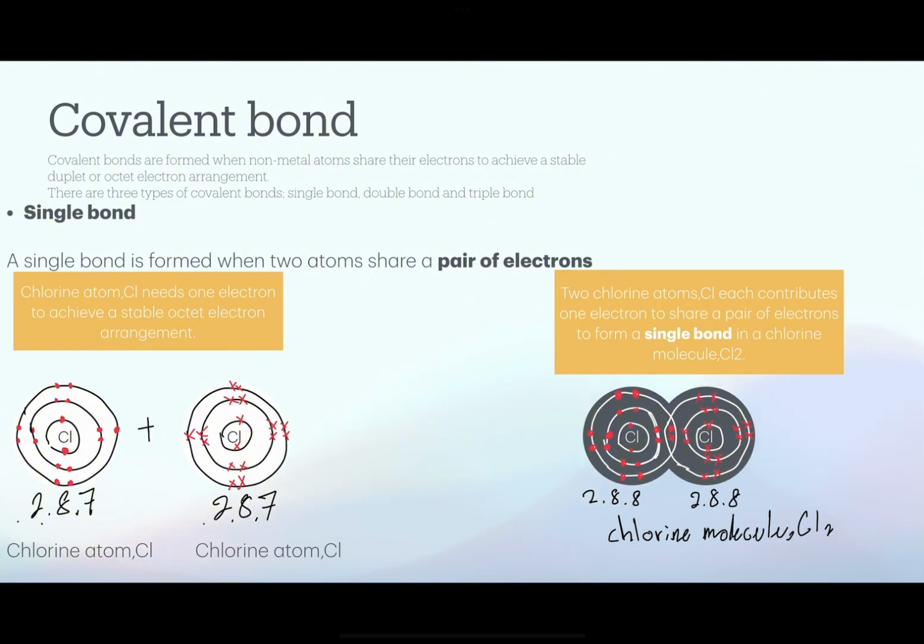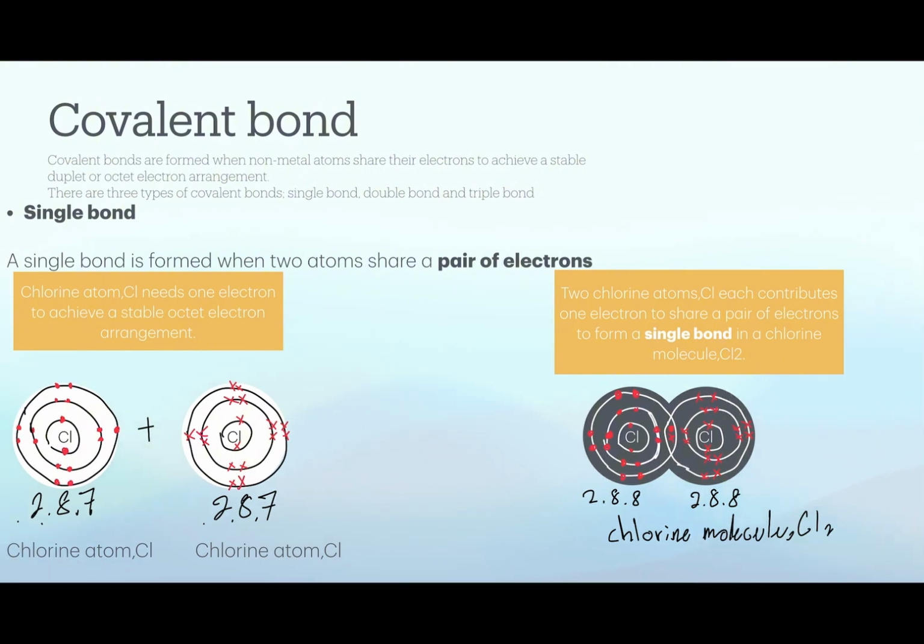Covalent bond. Covalent bonds are formed when non-metal atoms share their electrons to achieve a stable duplet or octet electron arrangement. There are 3 types of covalent bonds: single bond, double bond, and triple bond.